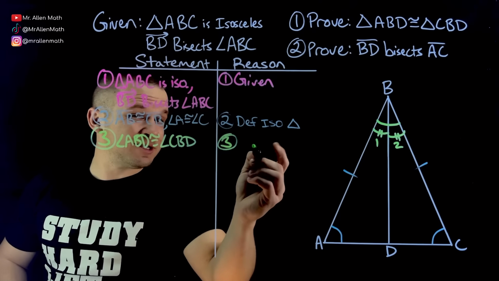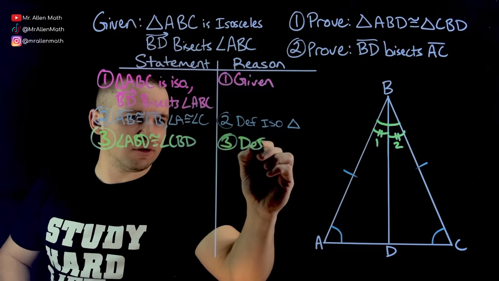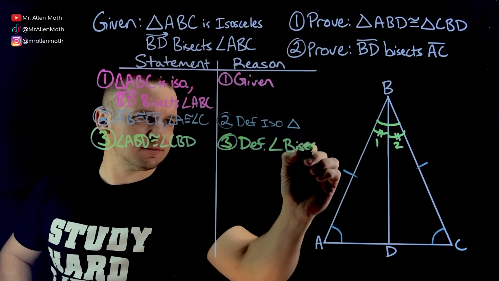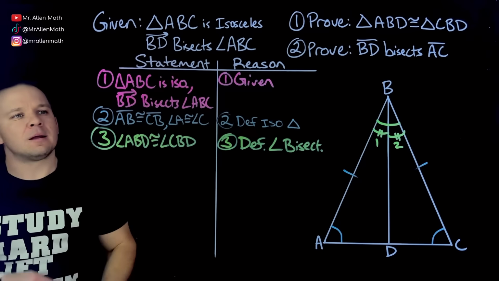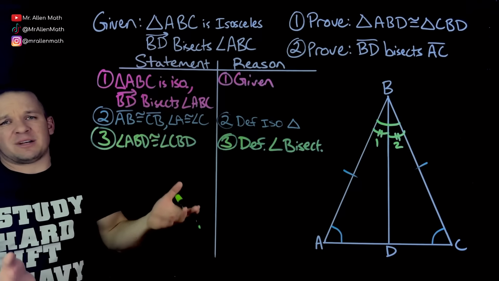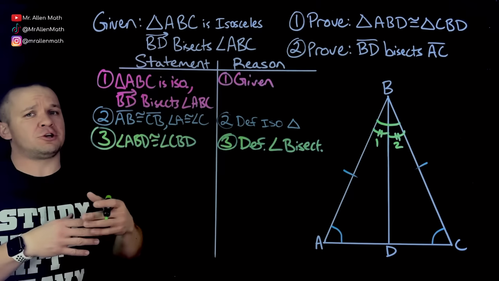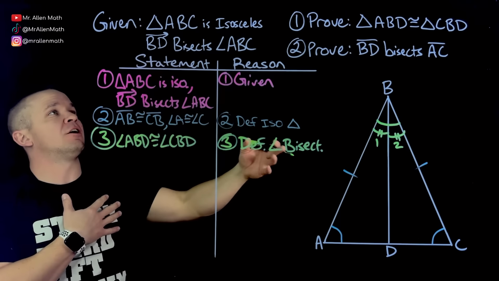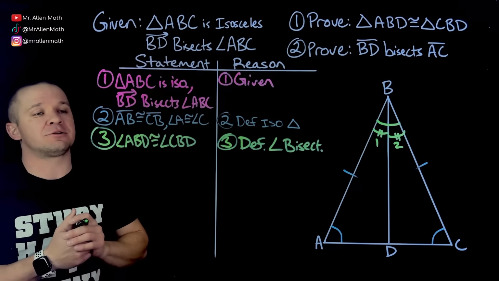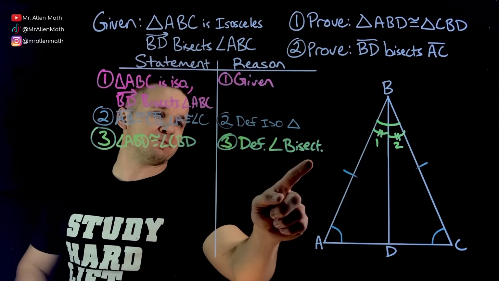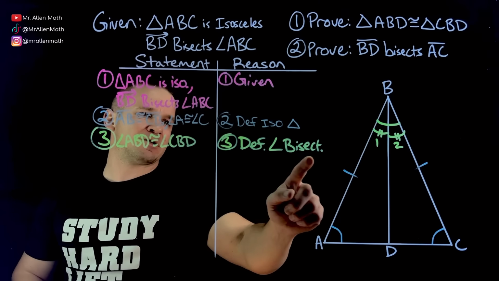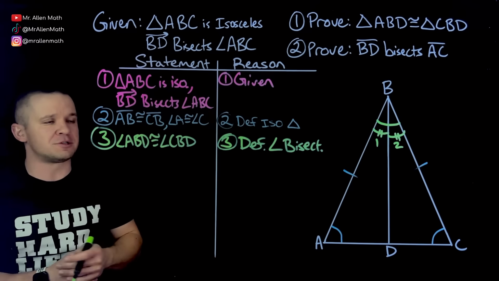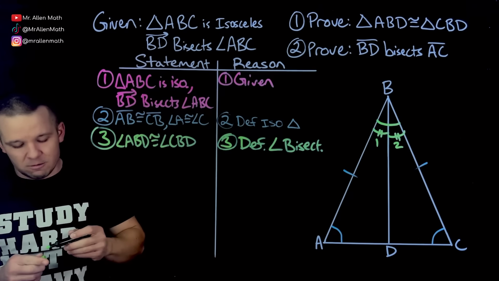Step 3, and our reason is definition of angle bisector. Some may just say, write down definition bisect or definition of angle bisector, or they might ask you to write out the entire definition of what an angle bisector is. I've always been cool with definition bisect, BIS period, definition angle bisector. There's so much writing in here that I prefer some abbreviations to keep things nice and neat.